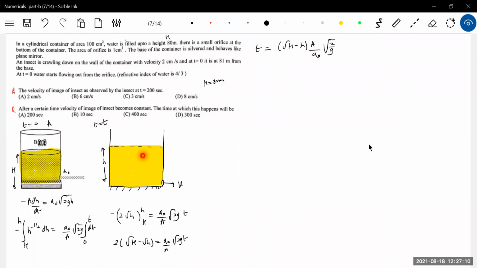Then somewhere at that instant where the, and at t equals 0 is at 81 meter from the base. Filled up to height h is this one, is at 81 meter. How much of distance, at what depth, what height the insect will be there, we'll calculate. Velocity of insect into time. At that instant where the insect will be, all will get information. Somewhere here we'll see the insect.